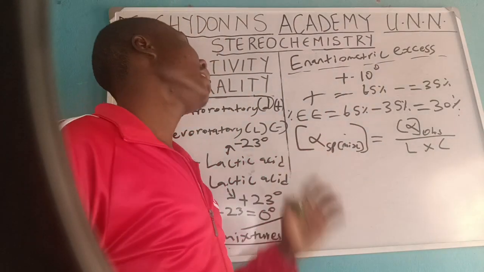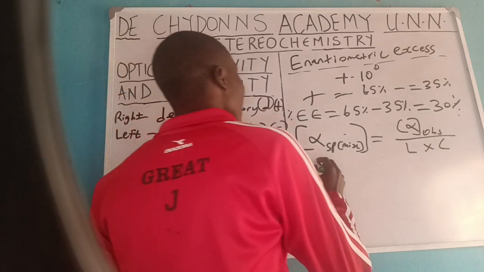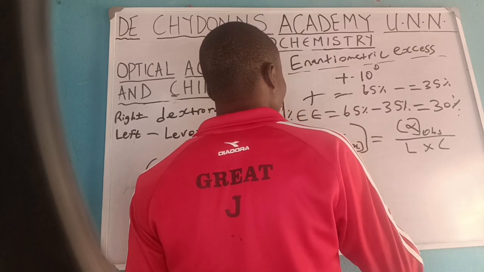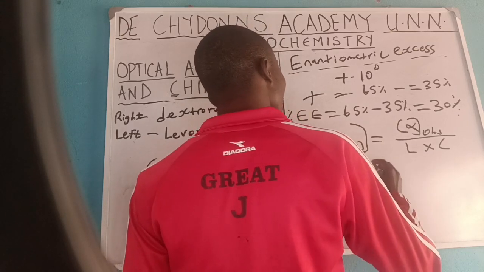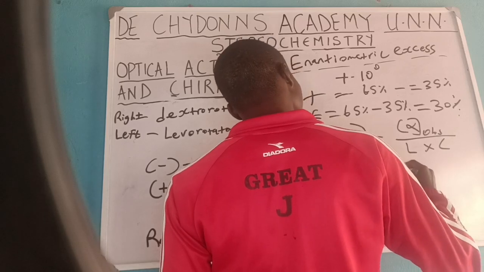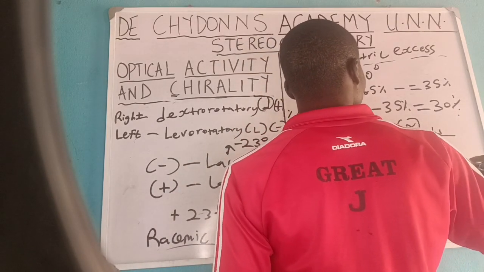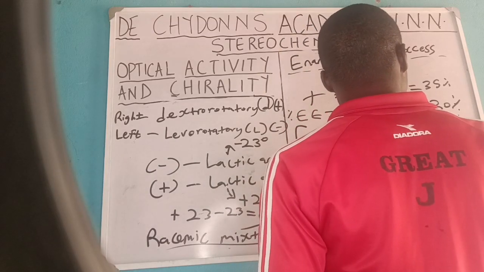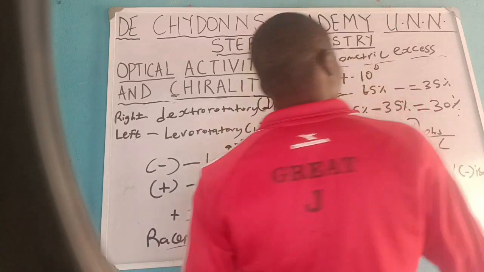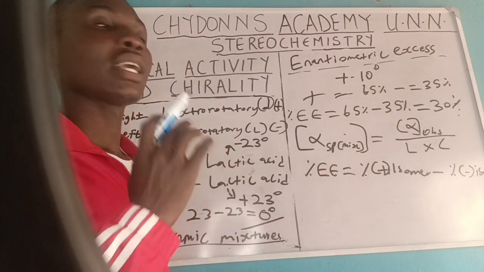Now, if you want to calculate the percentage enantiomeric excess, what you simply do is that the percentage enantiomeric excess is equal to the percentage of the dextro isomer minus the percentage of the levo isomer. So depending on which of them is in excess, that's what's going to give you the percentage of enantiomeric excess.